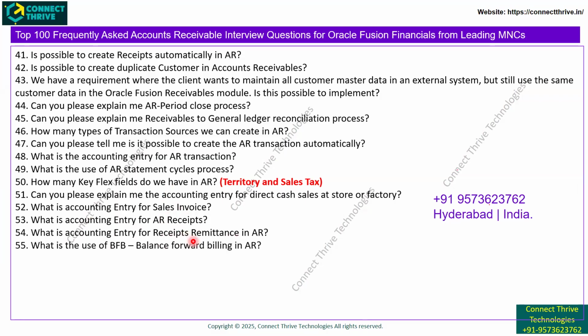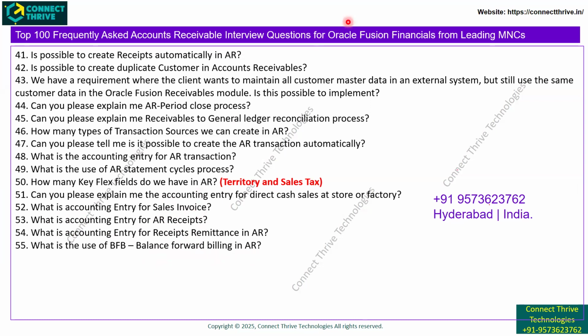Next, what is BFP? Balance forward billing in AR. The main purpose is to consolidate all our sales invoices. So if you have 10 sales invoices, instead of sending them to the customer 10 times, you can do balance forward billing. You can club all these 10 invoices and send them to the respective customer.